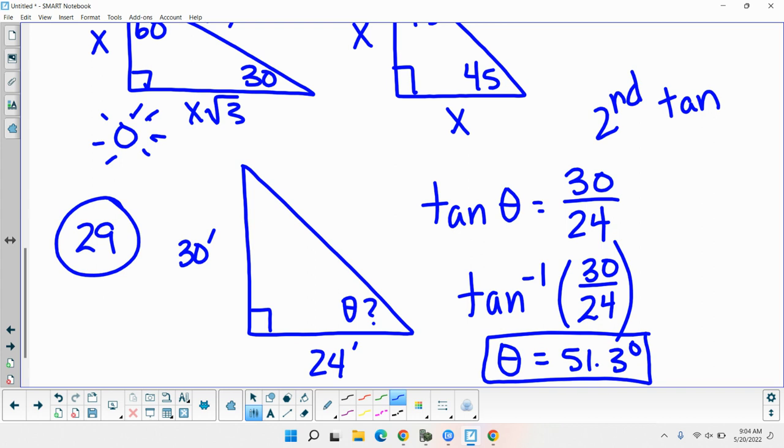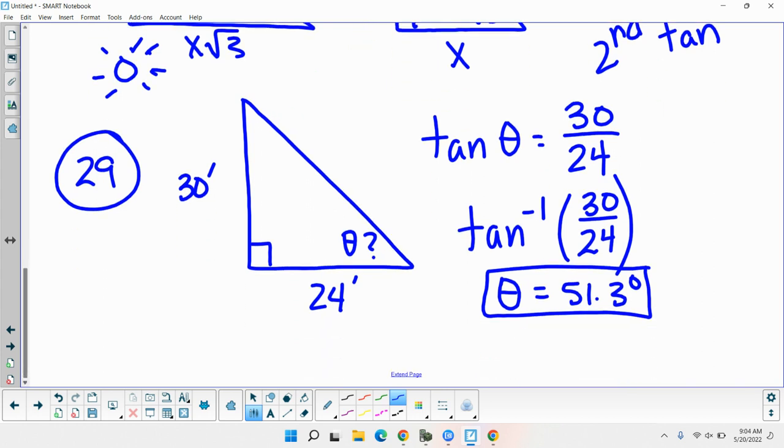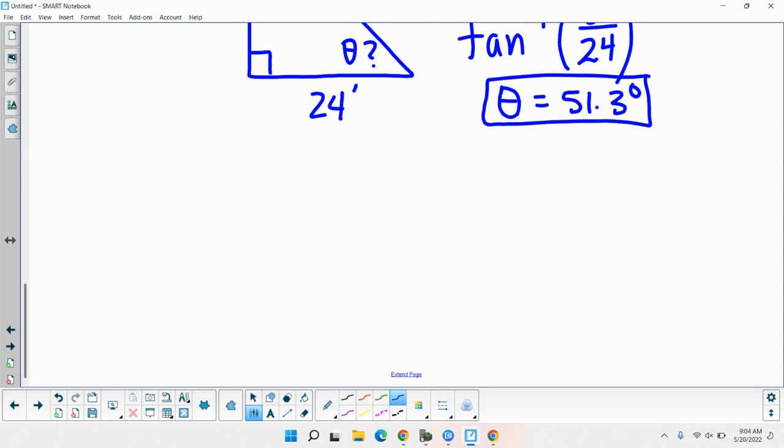Okay? So we did similar stuff, but we didn't actually have to find an angle on our quiz. All right, so I wanted to make sure we went over that. So second tangent for that one. Last one, I know.